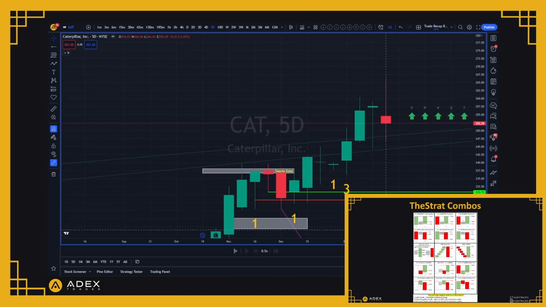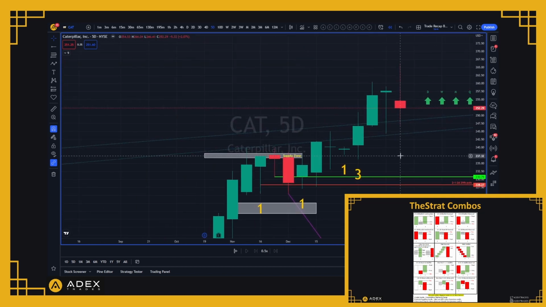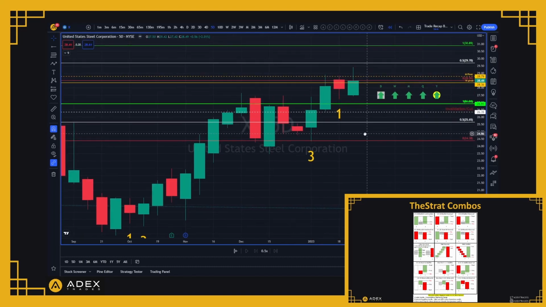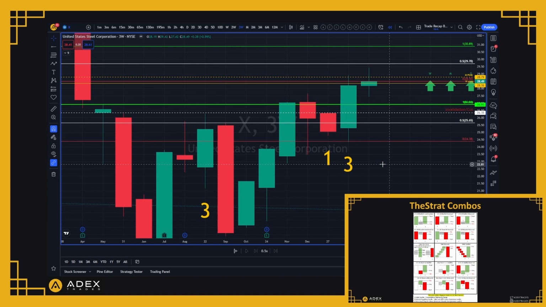Remember when I took Cat last week? The reason why I took Cat was because it was a 1-3 ref strat on the 5-day chart. When I took X this week, the reason was because it was a 1-3 ref strat on the 3-week chart. January, for me, was the month of hammered threes, where I was looking for a hammered 3 on any time frame, and if I saw it, that literally told me how long I had to swing the play for.